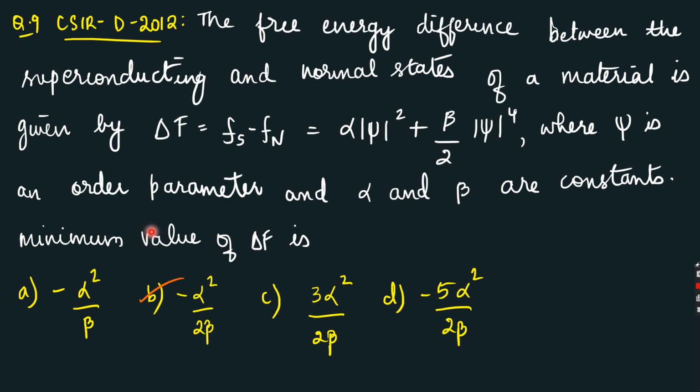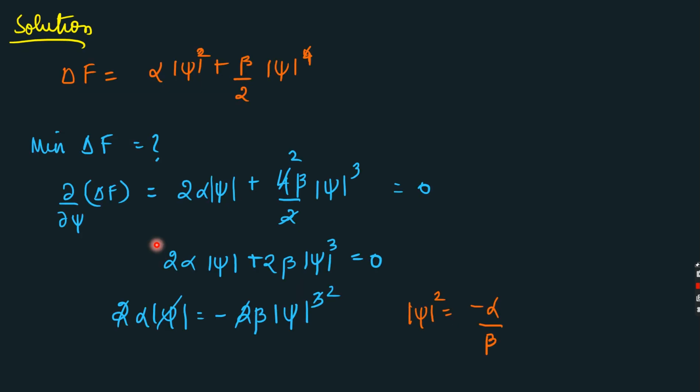So how do you find the minimum of del f? We'll have to differentiate del f, find the equilibrium points, and then substitute those equilibrium points in your del f value and find what is the minimum of del f. Okay, so the solution here is basically like we have written the del f as given in the question. So we'll have to find the minimum of del f. So you'll have to differentiate del f with respect to psi.